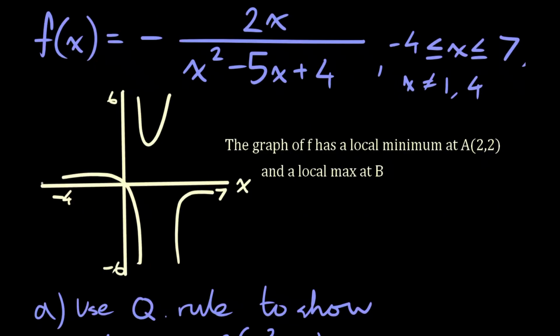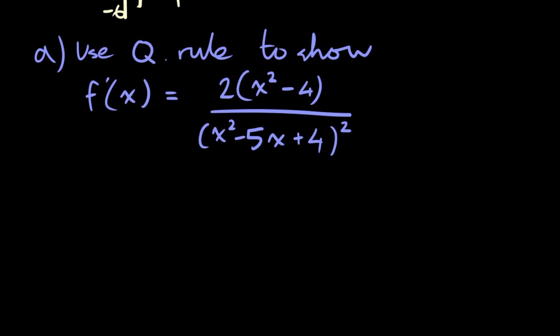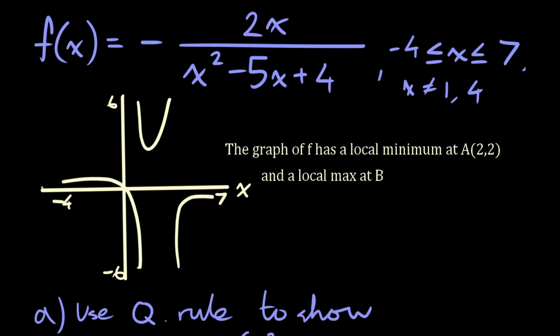For the third question, we're given a function and it's graphed for us from negative 4 to 7, and we're given the information of a local minimum, whose location we know, and the local maximum is at a point B, which we don't know, so we'll have to find that out later. But for now, it tells us to use the quotient rule to show that f prime of x is equal to all that. So let's copy our function down here.